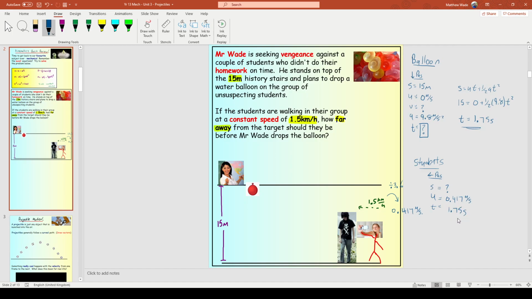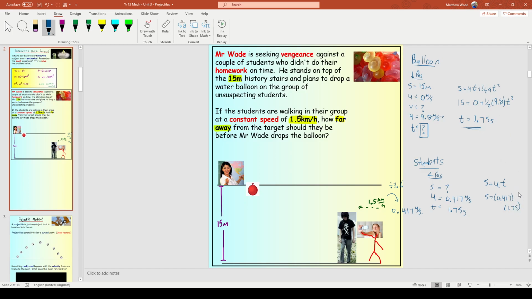before the kids arrive. So how do I get how far away they should be? Well, it's constant speed, this one. This is like speed equals distance over time. Or in physics, s equals ut. That's distance equals speed times time, which is the same. Which means the distance is just this, 0.417 times 1.75.